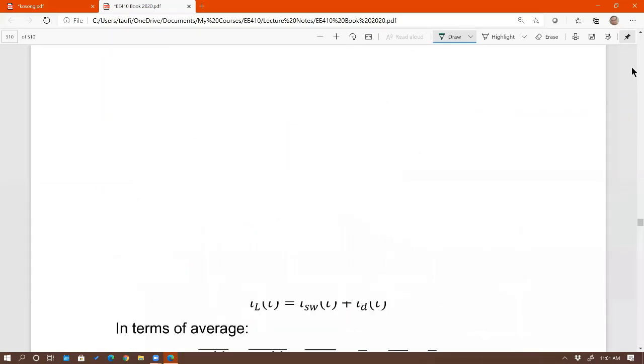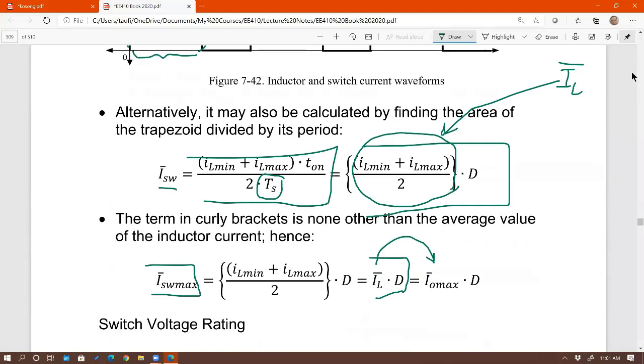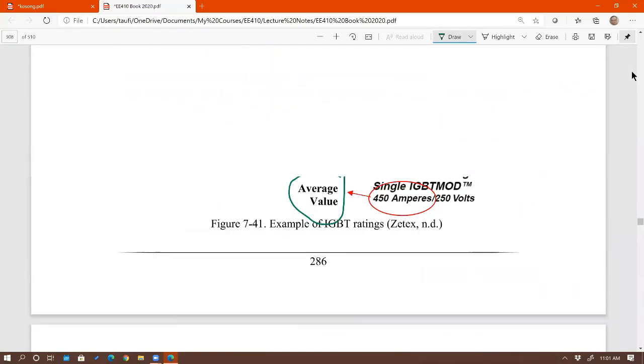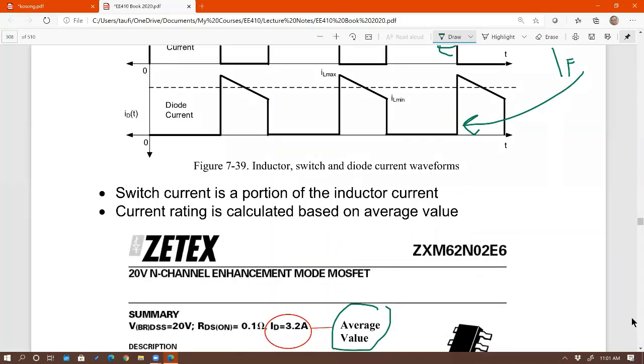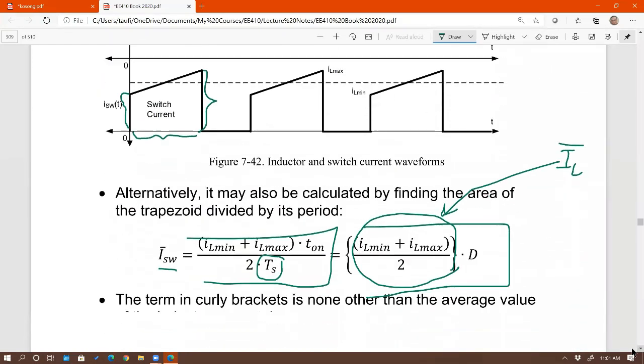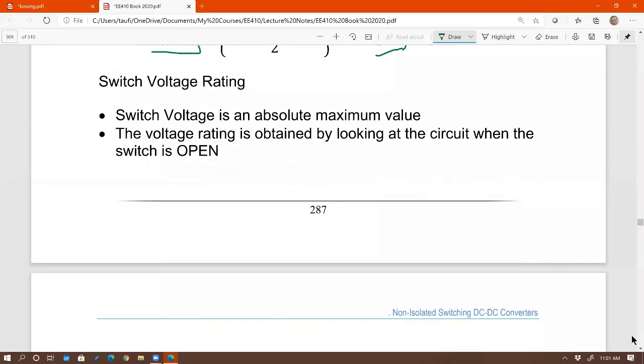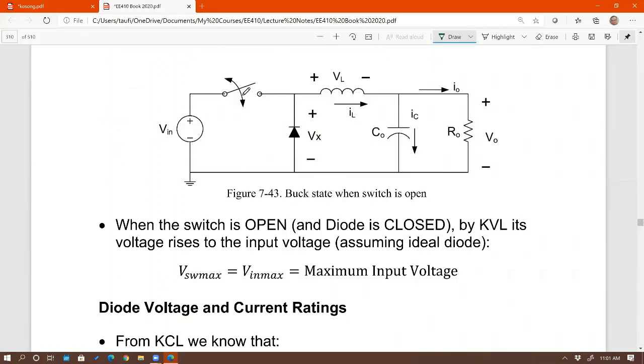Okay. All right. One more thing before we adjourn. The voltage is not that bad at all. How do you determine the voltage rating of a switch? Well, it has to be when the switch is open, because when the switch is on, it's going to be practically 0 volts. Same thing with the diode. You find the voltage rating of the diode when the diode is off. So what is the voltage across the switch when it's open?